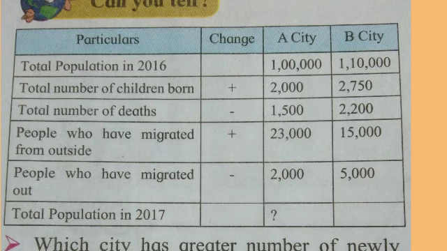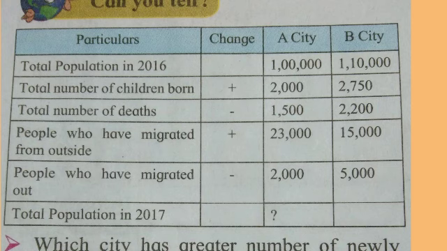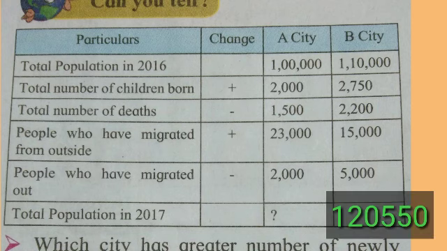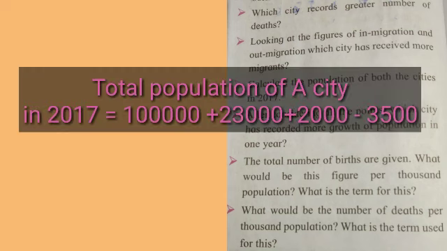Next question, calculate the population of both the cities in 2017. The population of A city is 1,21,500 and the population of B city in 2017 is 1,20,550. Number 5. After considering all the points, which city has recorded more growth of population in 1 year? Answer, after considering all the points, A city has recorded more growth of population in 1 year.